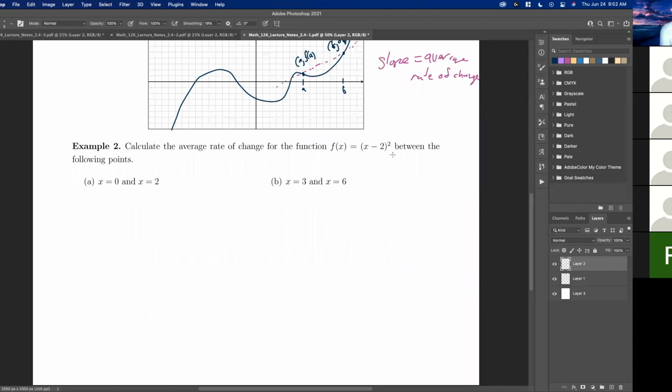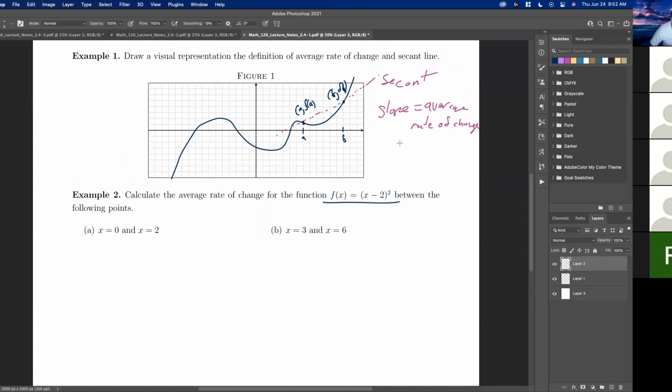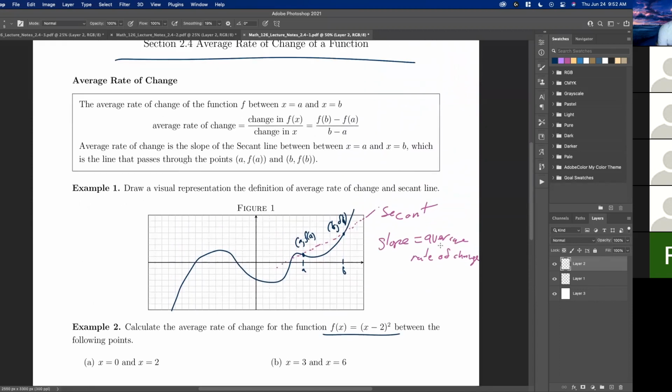All right, so calculate the average rate of change for our function here. So we're going to let f of x be x minus 2 squared. Sorry, let me be clear about that. What does it say after the equal sign? The slope is equal to the average rate of change right here. That's what it says, average rate of change.